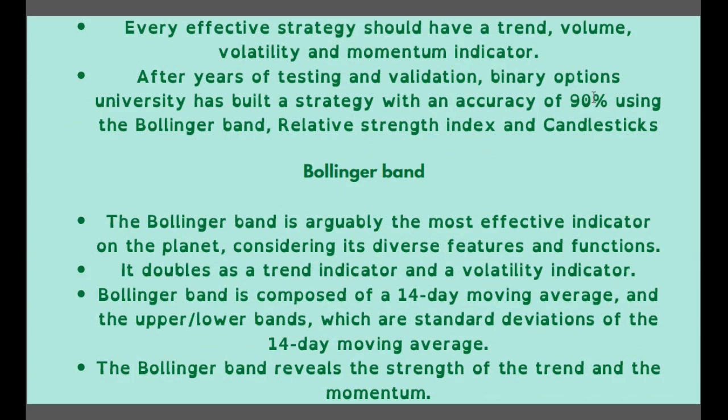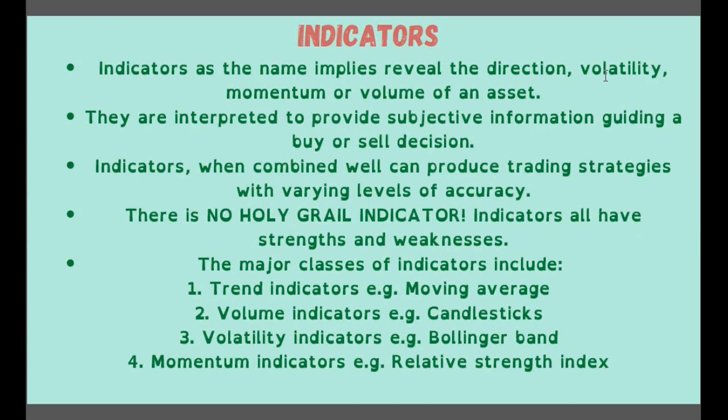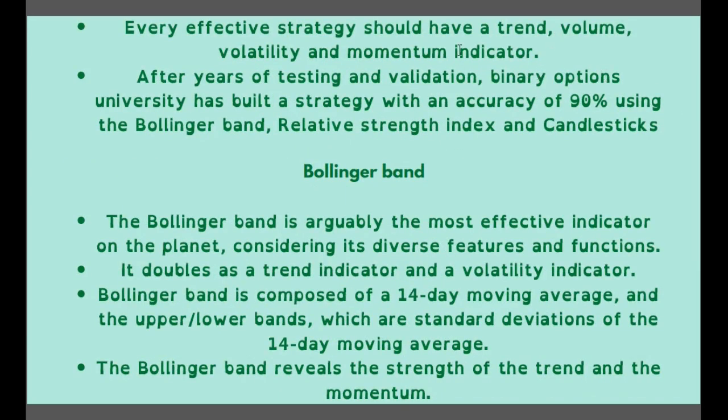So every effective strategy should have a trend, a volume, volatility, and momentum indicator. After years of testing and validation, Binary Options University has built a strategy with an accuracy of 90% using the Bollinger Band, the relative strength index, and candlesticks. We have validated a strategy that wins 90% of the time.